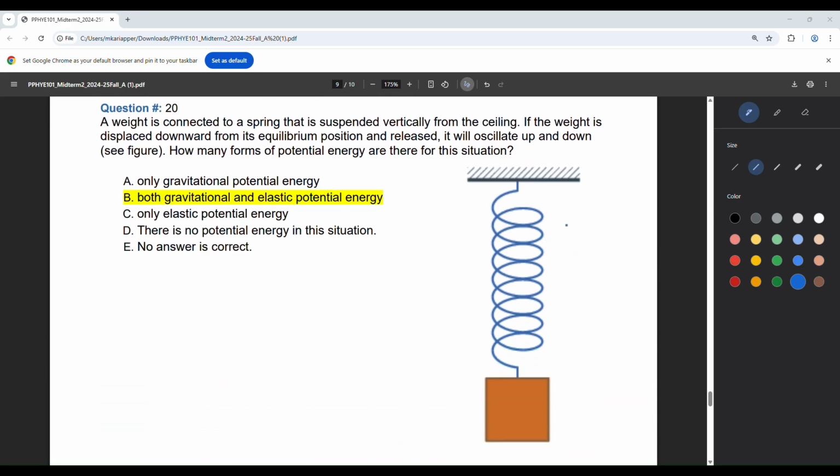Right, so this is a statement question. So here we have a spring hanging, the block is hanging on a spring. So we will have both gravitational potential energy change as well as elastic potential energy change. So it's a statement question, the answer is B. The system has both gravitational potential energy change and elastic potential energy change, okay?